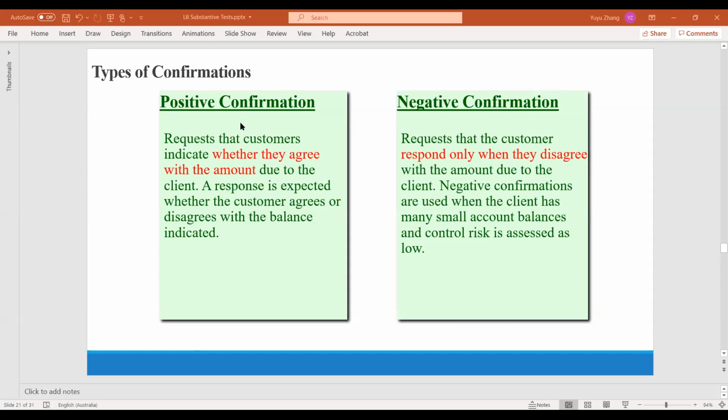Is it right? Because for the negative case, if the customer doesn't respond, you will need to doubt: do they agree, or do they actually just not want to respond? So you get less information from negative confirmation. So auditors prefer to use positive confirmation to get more details directly from the customers.